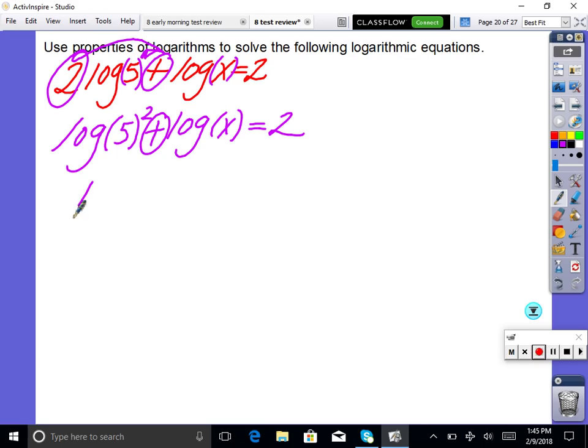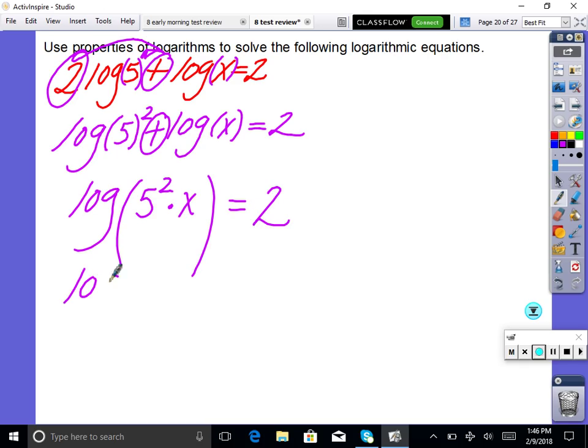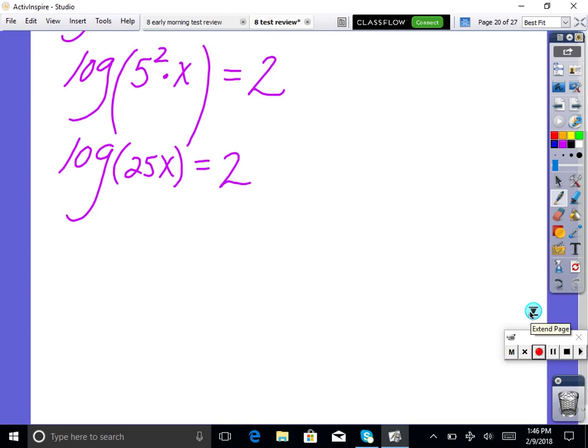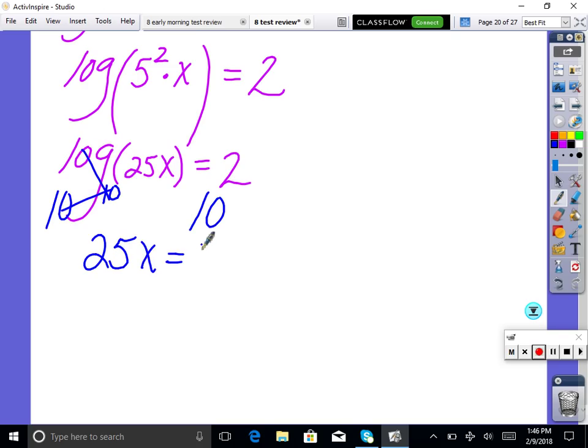So now you'd say, well, I can put these logs together. So we have log of 5 squared times, when you add, you multiply, times x equals 2. So that's log of 25x equals 2. So now that you have one logarithm, you can undo the logarithm by applying the correct base. We know it's secretly base 10. So when we base 10 both sides, those cancel out. So we have 25x equals 10 squared, which is 100. Therefore, x must equal 4.